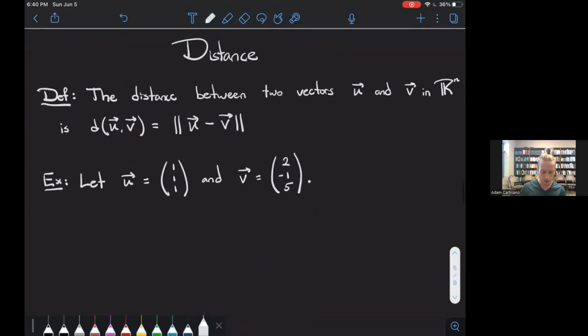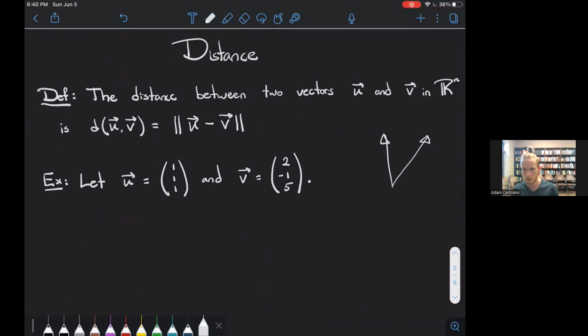Okay, that's enough about length, but we do want to give a shout out to the concept of distance as well. Like, what does it mean to have the distance between two vectors? I mean, vectors are arrows or something.